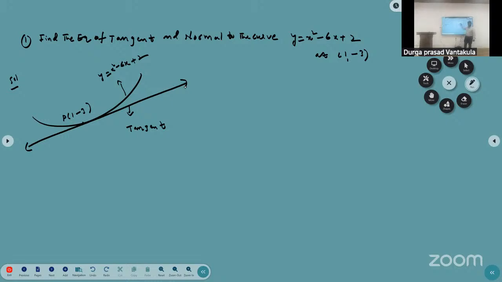Everything is given. May I know what is the equation of the curve? y equal to x square minus 6x plus 2. What is the point? The point is 1 comma minus 3. And what are you expecting? Tangent line.